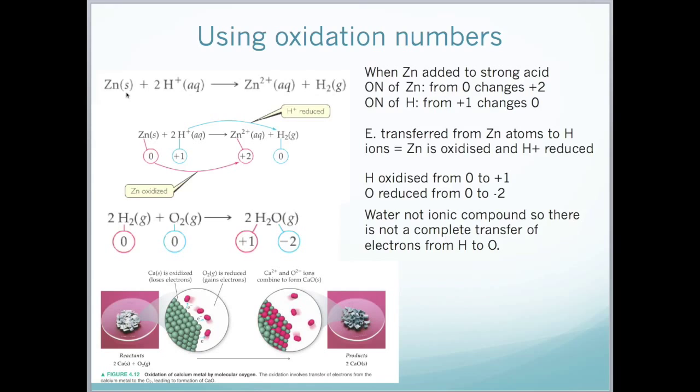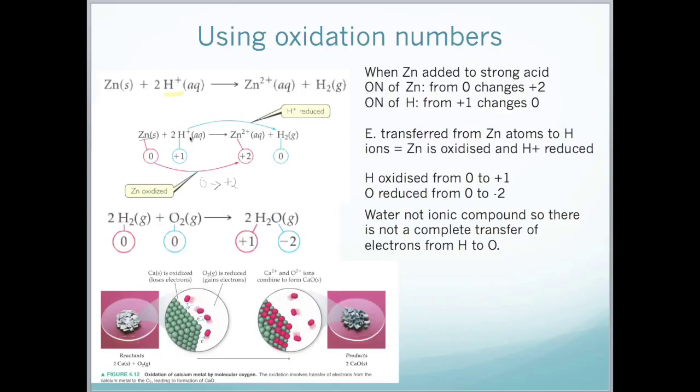Here I have three examples. In the first one we have solid zinc reacting with a strong acid, as represented with the H+ ions, going to aqueous zinc ions and hydrogen gas. The oxidation number of zinc as a reactant is 0, and after the reaction it becomes +2. So the oxidation number of zinc changes from 0 to +2. There is an increase in the oxidation number, therefore zinc is oxidized.